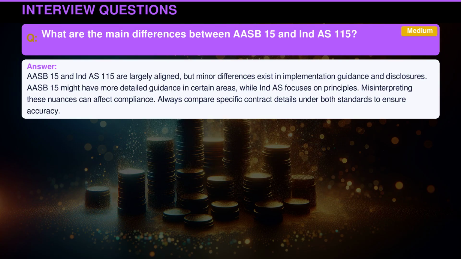AASB 15 and Indian Accounting Standard 115 are largely aligned, but minor differences exist in implementation guidance and disclosures. AASB 15 might have more detailed guidance in certain areas, while the Indian accounting standard focuses on principles. Misinterpreting these nuances can affect compliance. Always compare specific contract details under both standards to ensure accuracy.